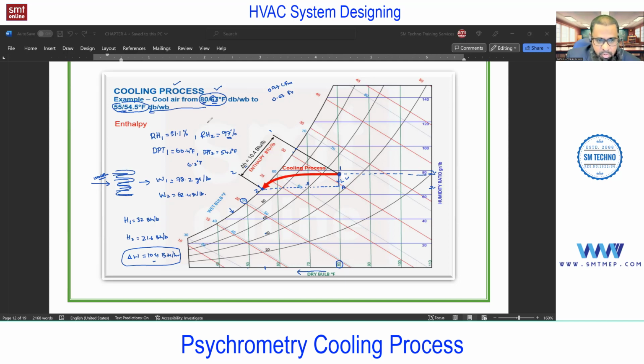So this is a cooling process. What happened in the cooling process? Remember, in the cooling process, RH increases and the humidity ratio decreases. And what else? We need to extract the heat. In the previous heating, we added the heat; here we are extracting the heat. Both are in BTU per hour, but one is adding, one is extracting. So at point 2, we have humidity ratio 62.4. There is condensation in the evaporator coil, so the humidity ratio decreases.